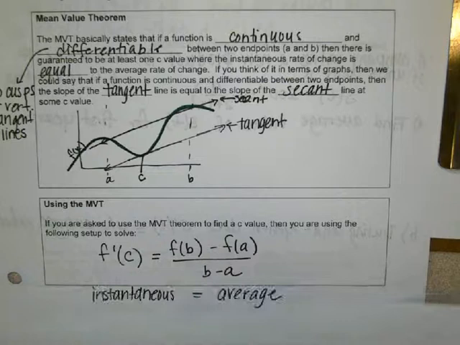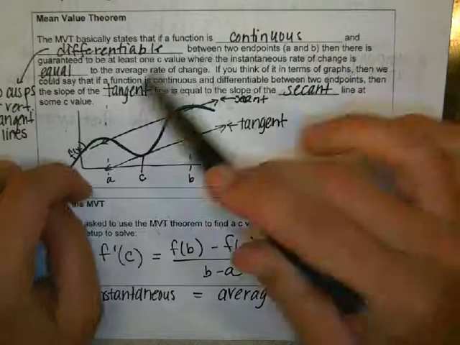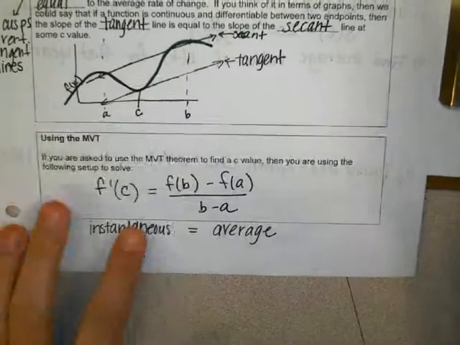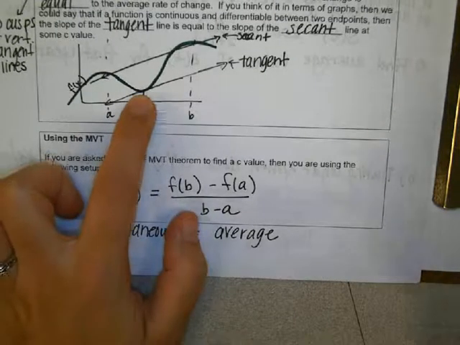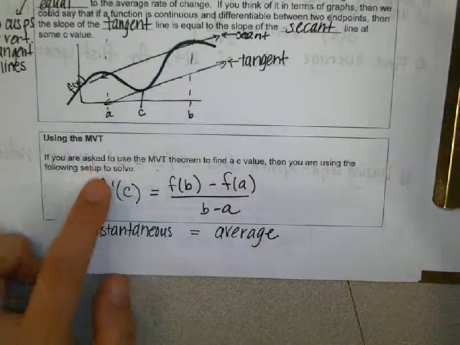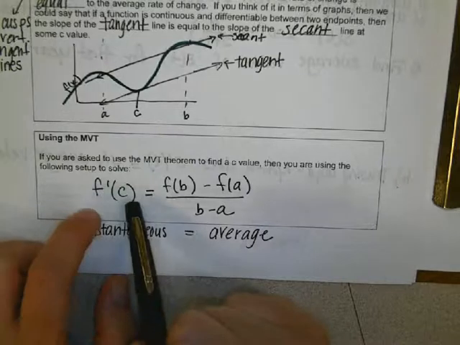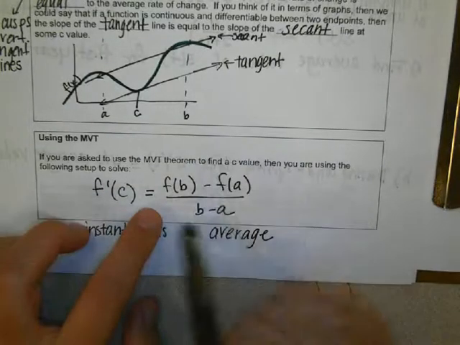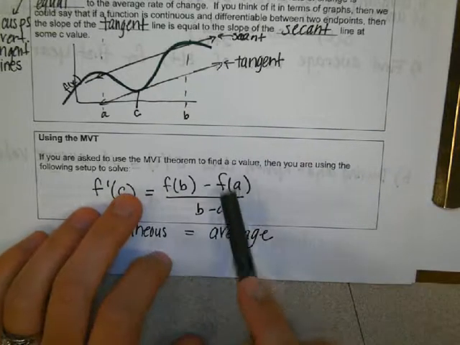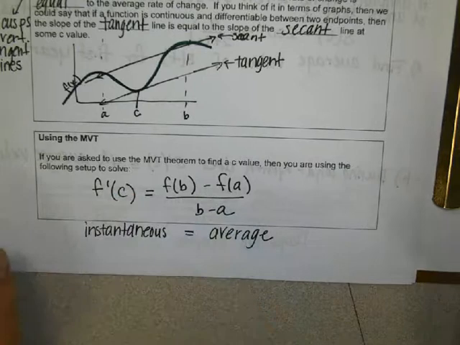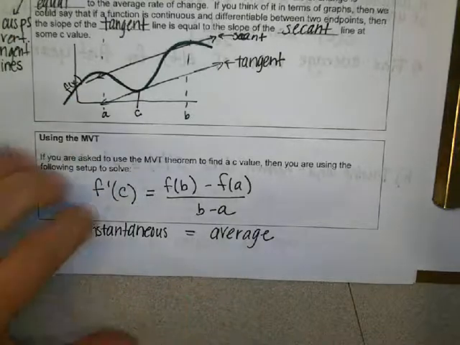Okay? So using the MVT, because this is the existence theorem, it just says that this is going to be true if you're continuous and differentiable. If you're asked to use the mean value theorem to find a C value, to find that one value that gives me the instantaneous equal to the average, then you're using this following setup to solve. You're trying to find the instantaneous rate of change at some C, and you're setting it equal to the average rate of change. Because this would be like if you're finding slope, the difference of our y values divided by the difference in our x values. So this is the setup that we would use to solve for where that C value actually is.